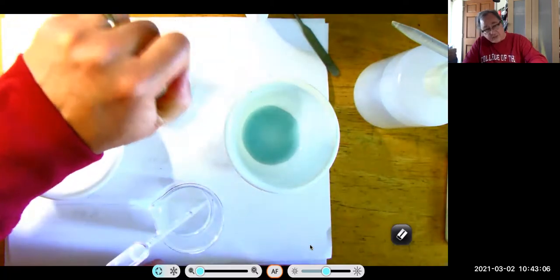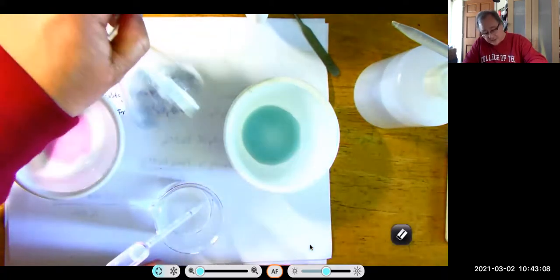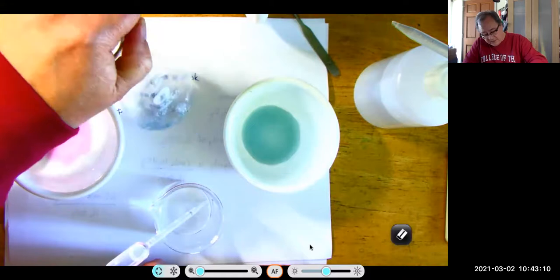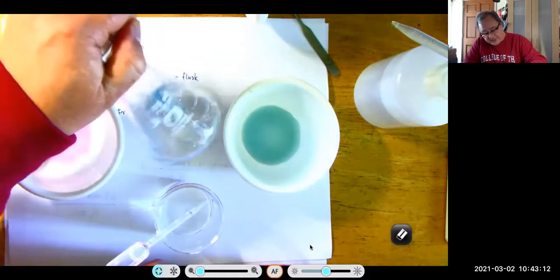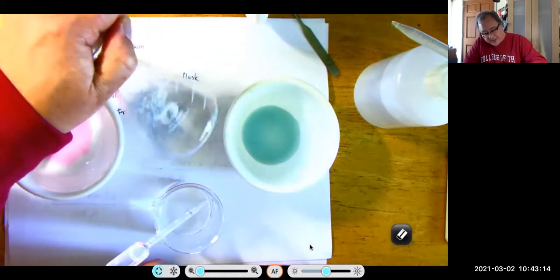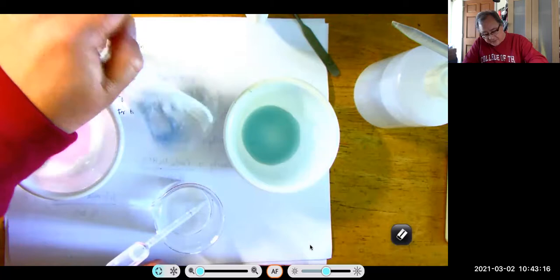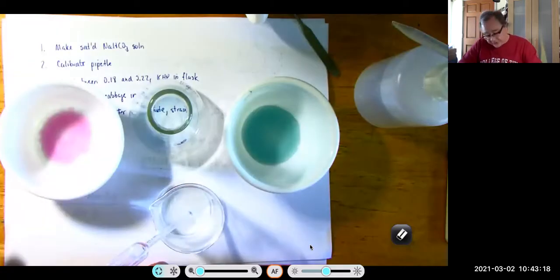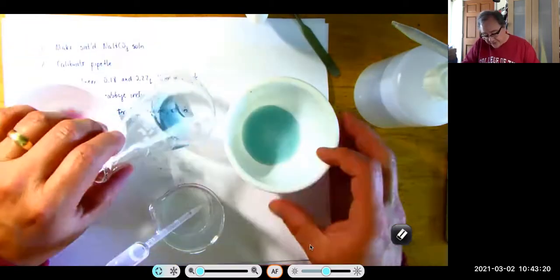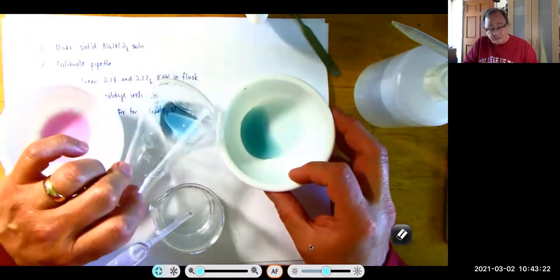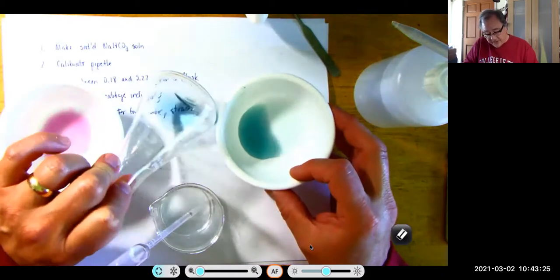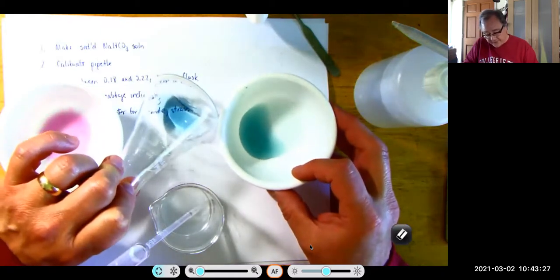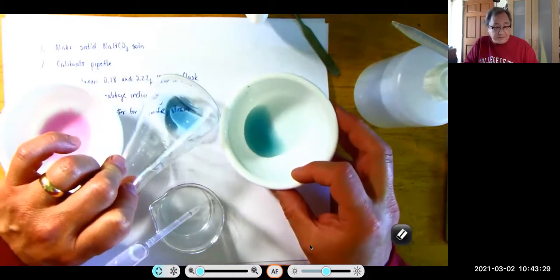Now you'll notice what I'm doing here is I'm swirling this pretty well. I'm agitating it. And the reason I'm agitating it is because it helps to remove the CO2 from the solution. So can you see how it looks like we've got a pretty good match here now? Okay, so that's what we're looking for.